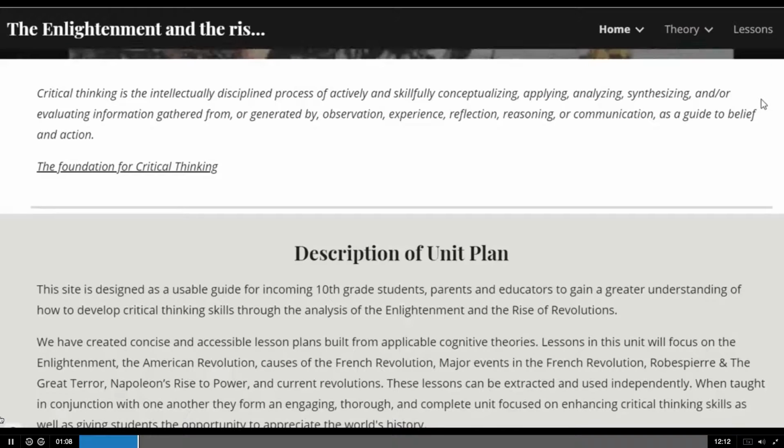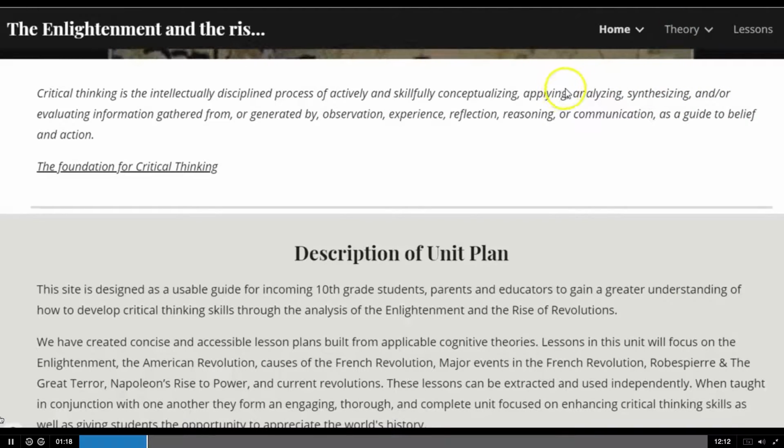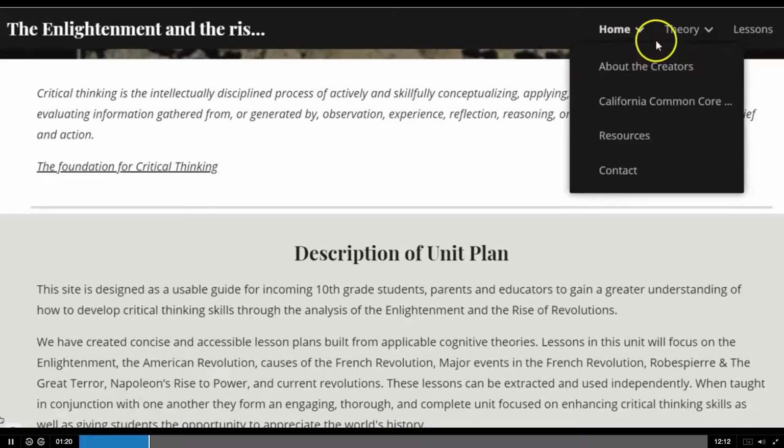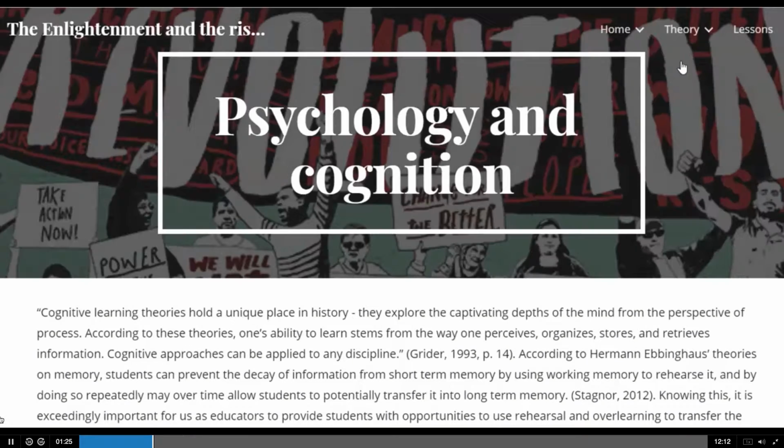Or, when tied in conjunction with one another, they form an engaging, thorough, and complete unit focused on enhancing critical thinking skills, as well as giving students the opportunity to appreciate the world's history. All of our lesson plans center around particular theorists and theories throughout the week. Let's examine some of those now.